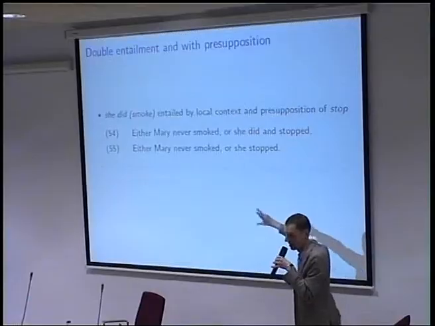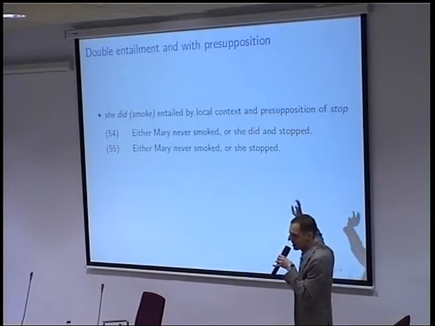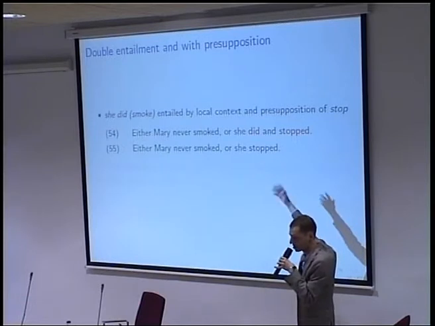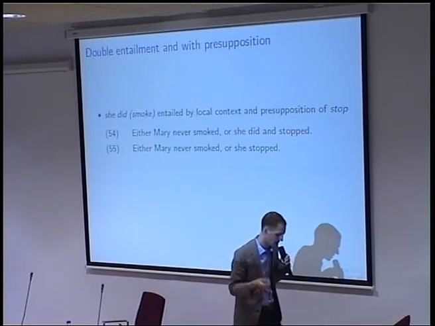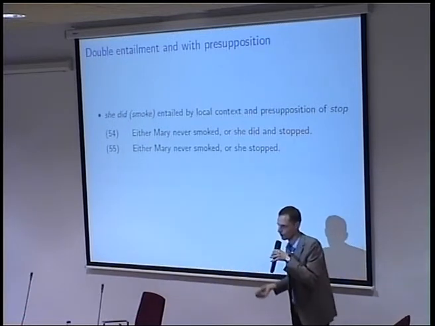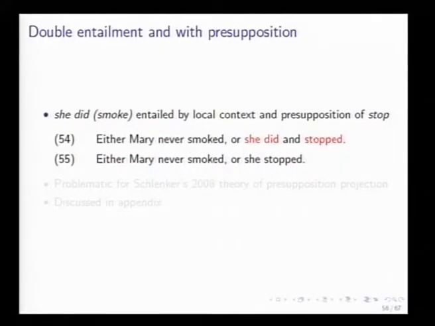And then there is an interesting issue with respect to the double entailment cases that we've considered. So either Mary never smoked, or she did and stopped. We have no problem with those, due to the blindness hypothesis. But as it turns out, stop introduces a presupposition, and there's a theory of presupposition projection on the market, from which we've actually taken the good final account, which makes use of redundancy. And as it happens, that theory is in trouble with these data and does not really gain a lot from our theory. So, yeah. Okay.